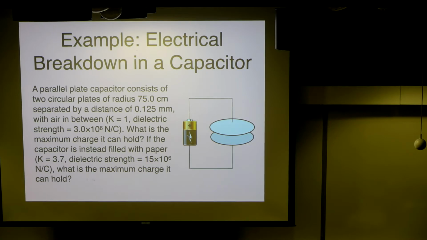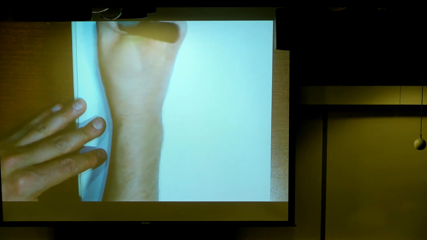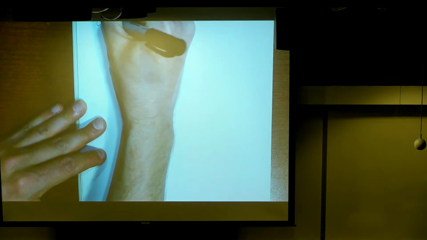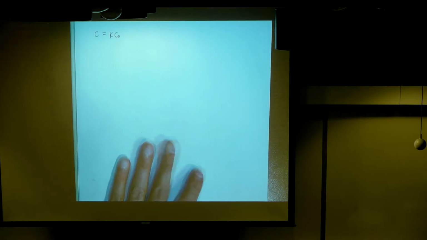Okay, let's go through this. There are two things we're going to do here. First, we're going to remember that C, the capacitance of a capacitor, is given by K times C0. We take the dielectric constant K for our material and multiply by C0, which is the capacitance assuming just a vacuum in between the plates.